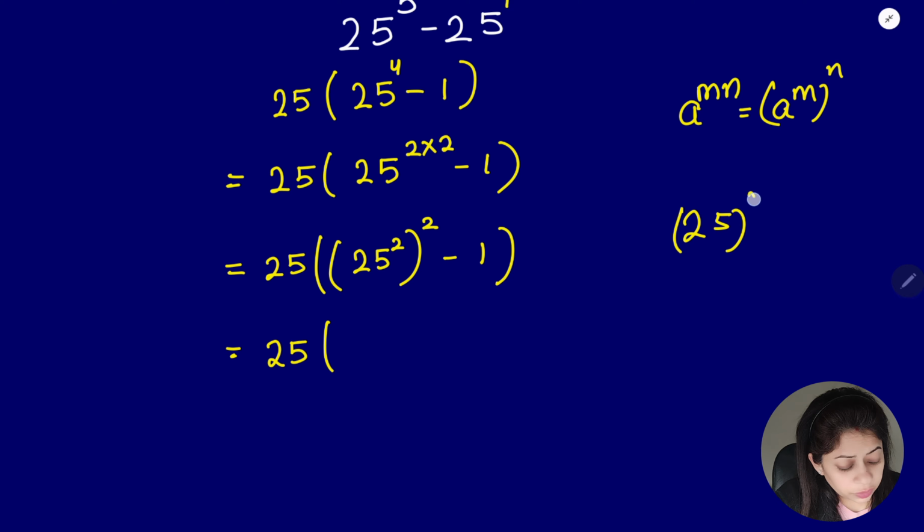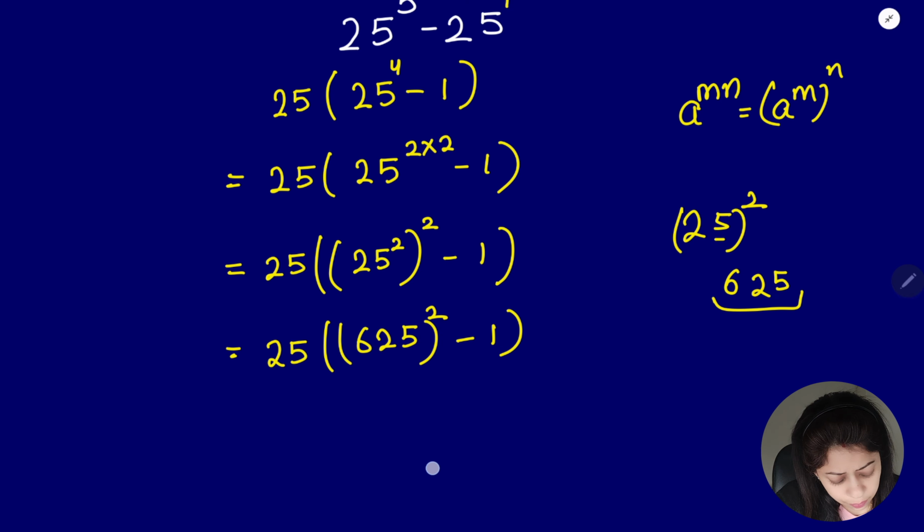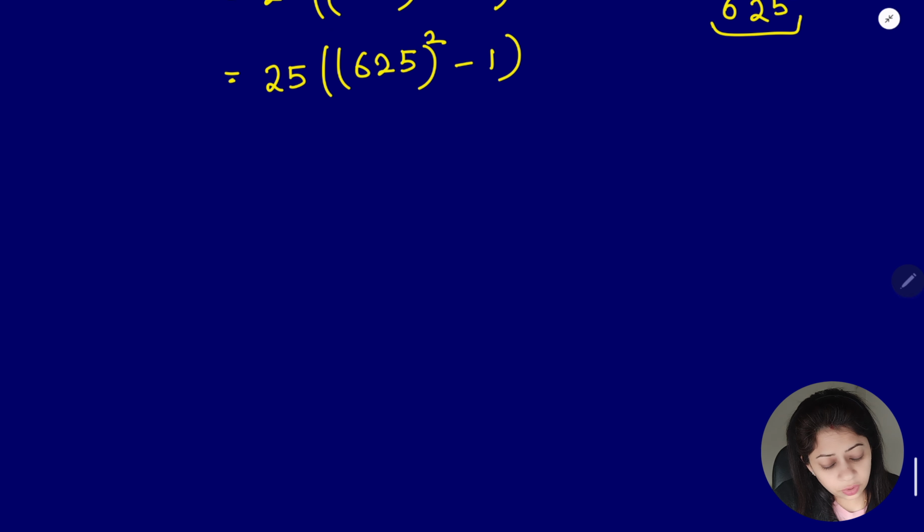This is equal to 25 times 25 square minus 1. What is 25 square? We have a short trick for this. What is 5 square? 25. And 2 multiply 2 with this next digit. 2 times 3 is 6. So this is 625 and whole square minus 1. Right? We got this now.